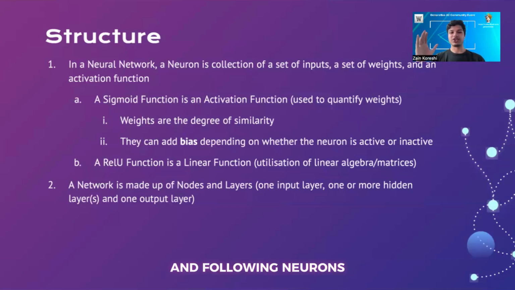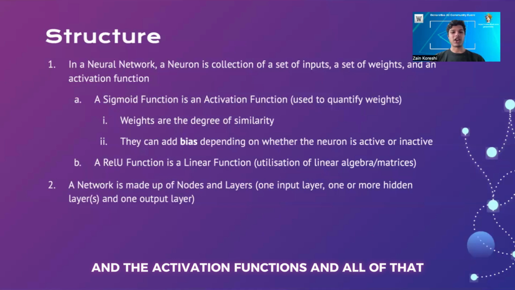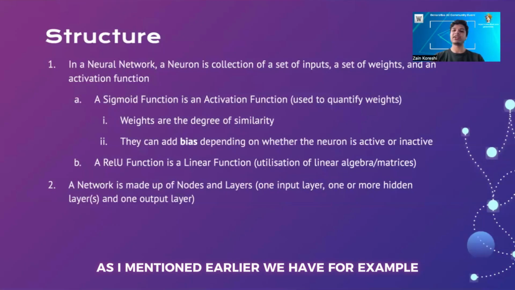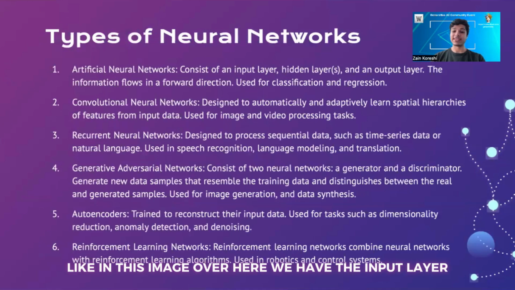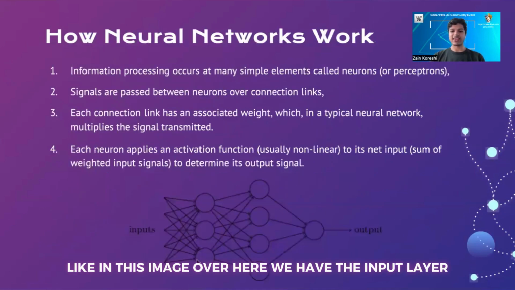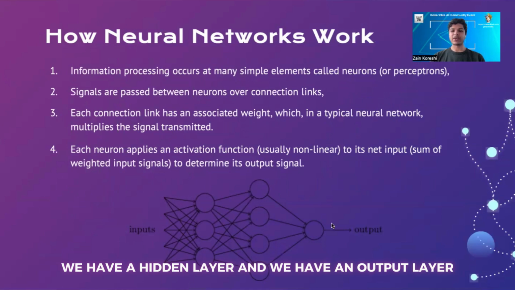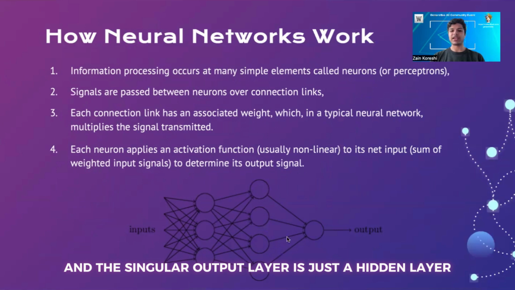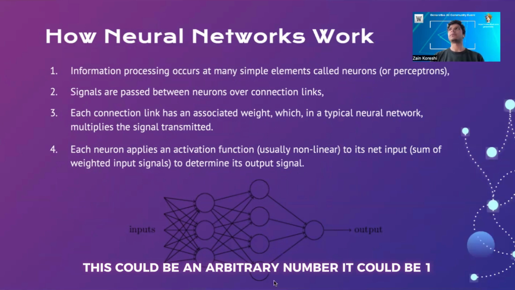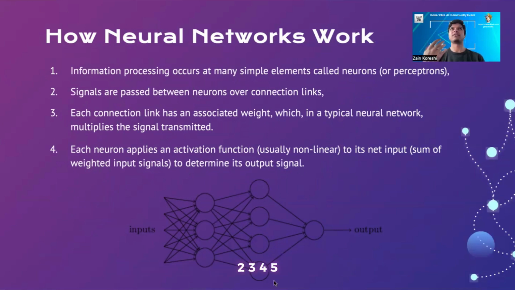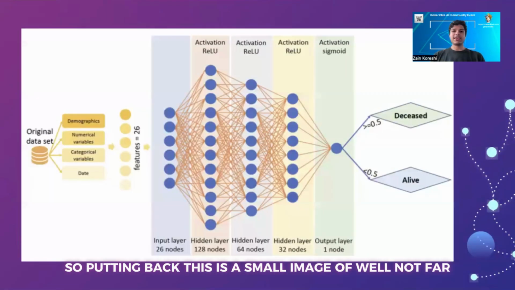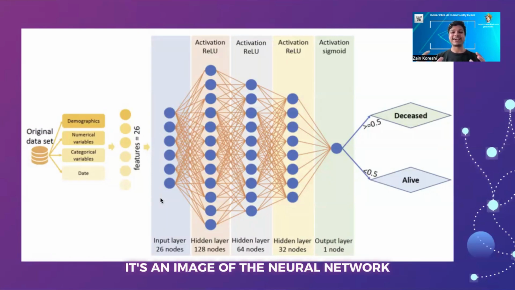Following neurons and the activation functions, in essence, a network is made up of nodes and layers. As I mentioned earlier, like in this image over here, we have the input layer, a hidden layer, and an output layer. Anything in between the singular input layer and the singular output layer is just a hidden layer. This could be an arbitrary number. It could be 1, 2, 3, 4, 5. It's arbitrary.